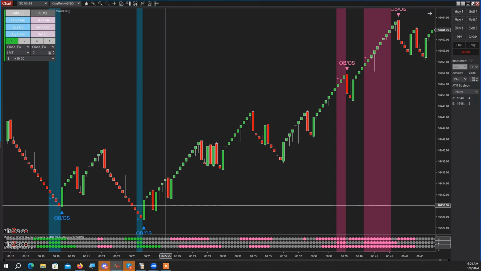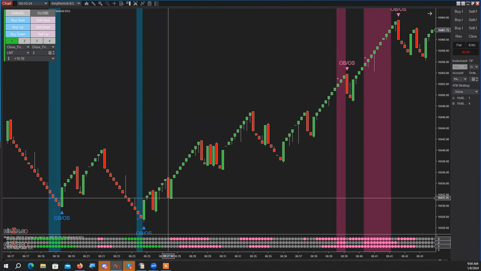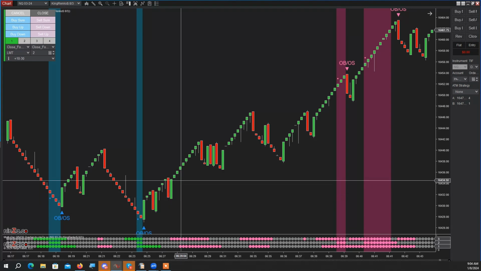Now, you do need some experience. I don't necessarily think this indicator is for newer traders. You do need some experience, but if you can recognize a market that is in a state of consolidation, a back and forth kind of market, this indicator is for you.